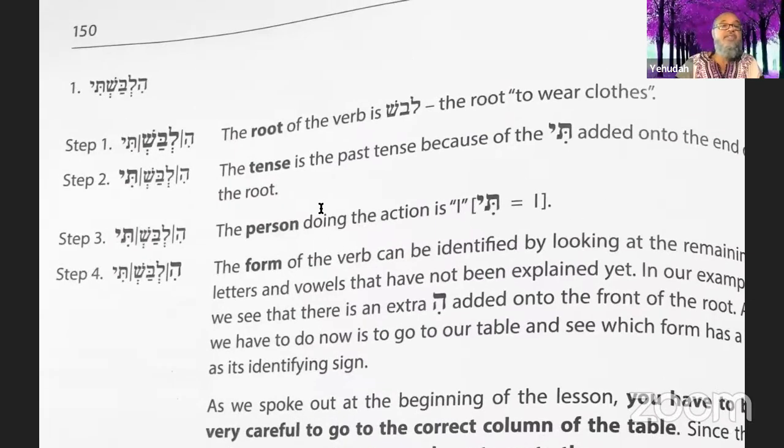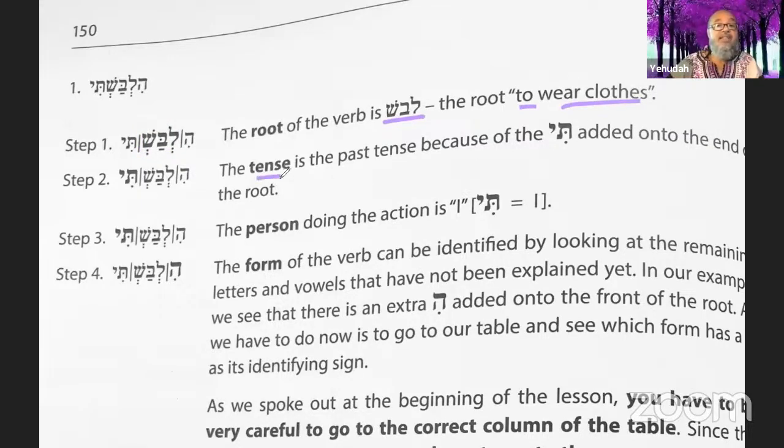All right, so our first example is going to be this one called Hilbashti, okay? So step number 1 is looking for the root. The root itself is lavash, right here. That's the reason why they have it in bold, okay? A 3-letter root, which means to wear clothes, okay?